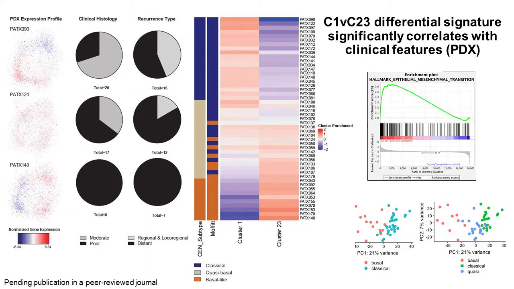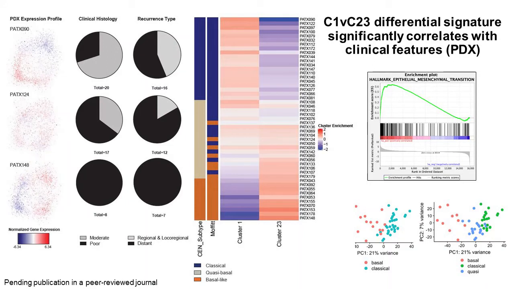And when we look into clinical histology and recurrence, we're also able to find that while the quasi-basal models have slightly more tumors that have poor differentiation and more distant metastases, when you look at the PSEN-derived basal models, you're able to capture a set of tumors that are showing completely poor differentiation and distant metastases.